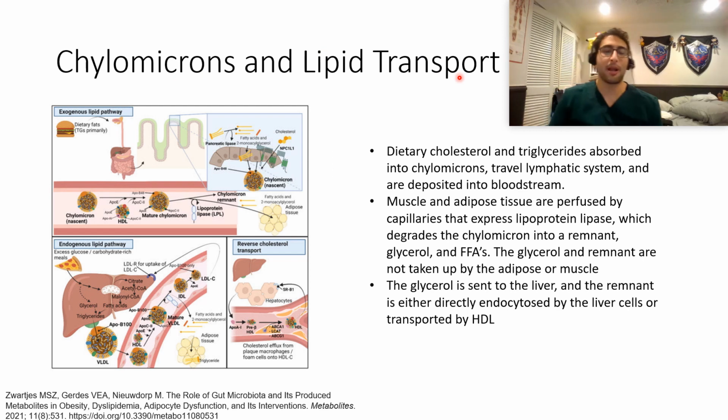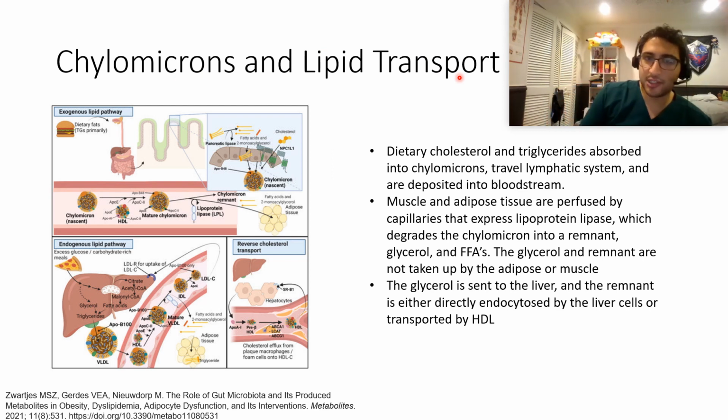Chylomicrons and lipid transport. I'm not going to get too deep into this. In general, dietary cholesterol and triglycerides, like this juicy cheeseburger, are absorbed into chylomicrons. They form in the villi of the small intestine, go into the lymphatic system, and then are deposited in the bloodstream. This is the left subclavian vein. Muscle and adipose tissues are perfused by capillaries that express lipoprotein lipase, and that breaks the chylomicron into its remnants, glycerol, and free fatty acids.